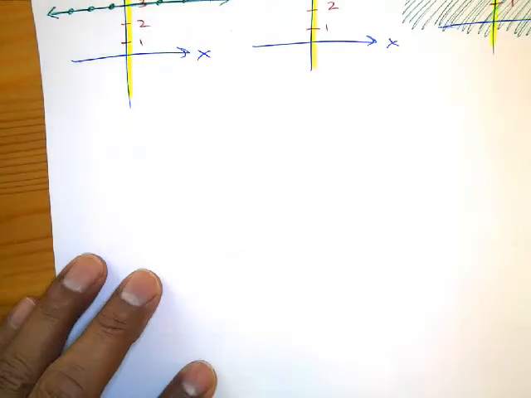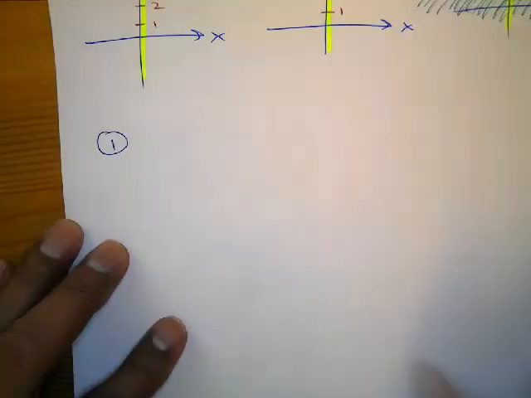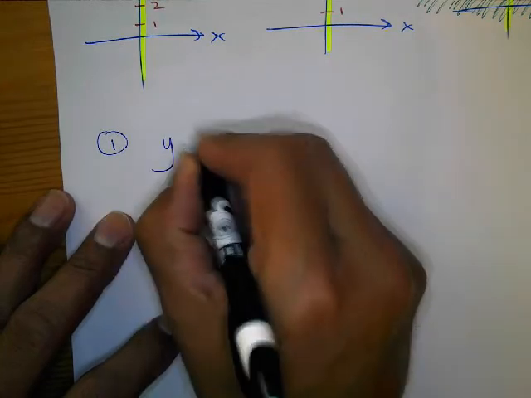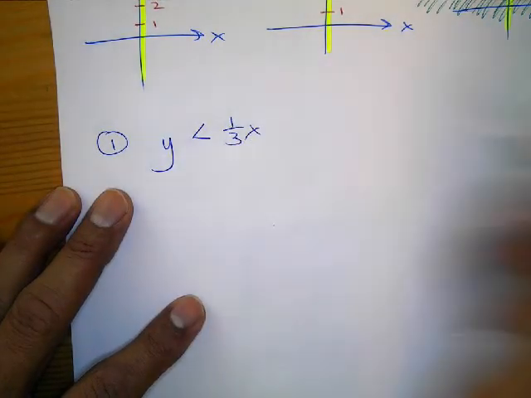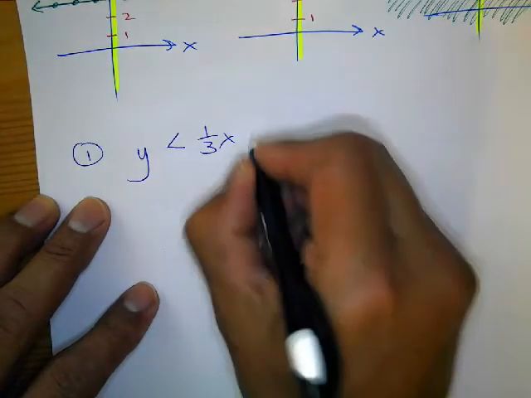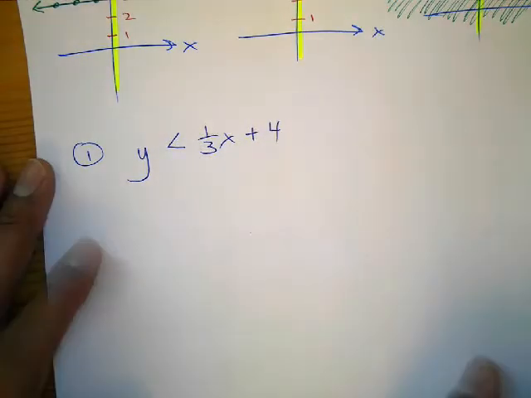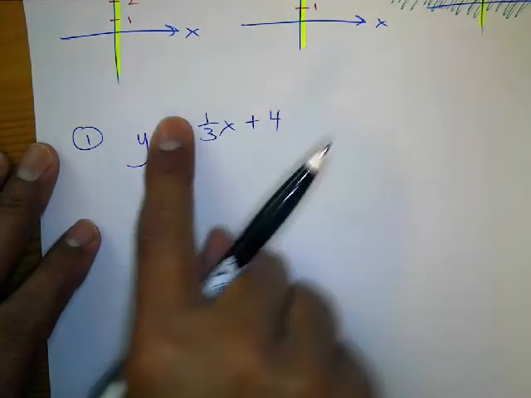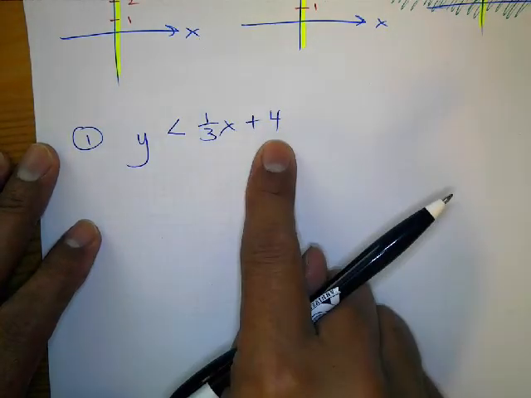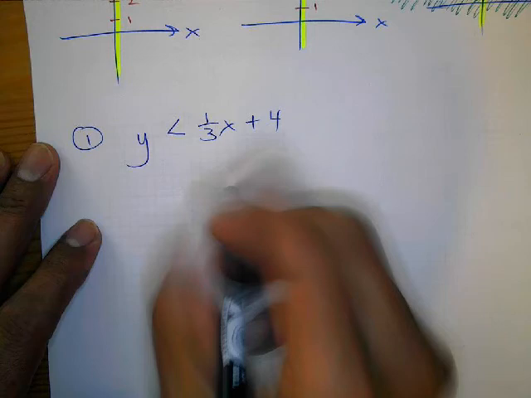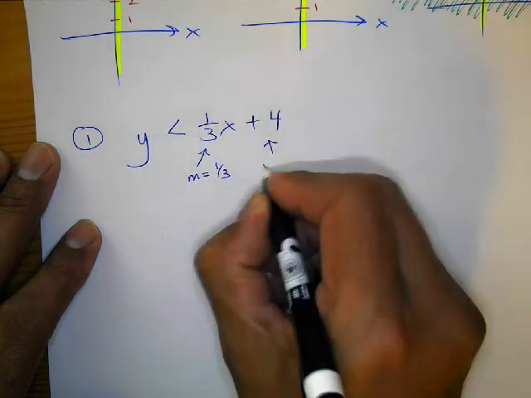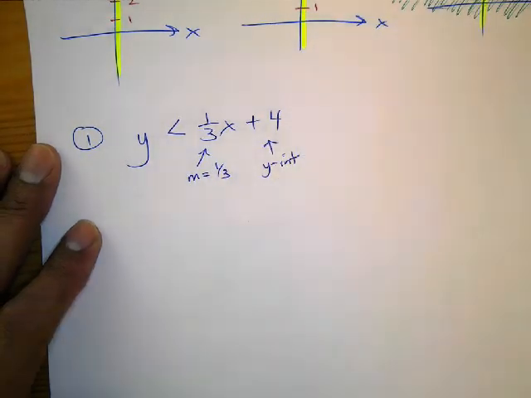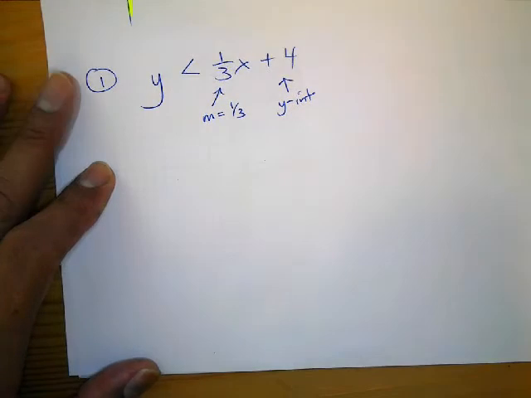Okay, let's try a couple more. Let's try number 1 over here. But now let's put something like y is less than 1/3 x plus 4. Okay, so I'm not going to worry about this right now. I want to make sure it's solved for y. I'm just going to look at the slope. And this is the y-intercept.